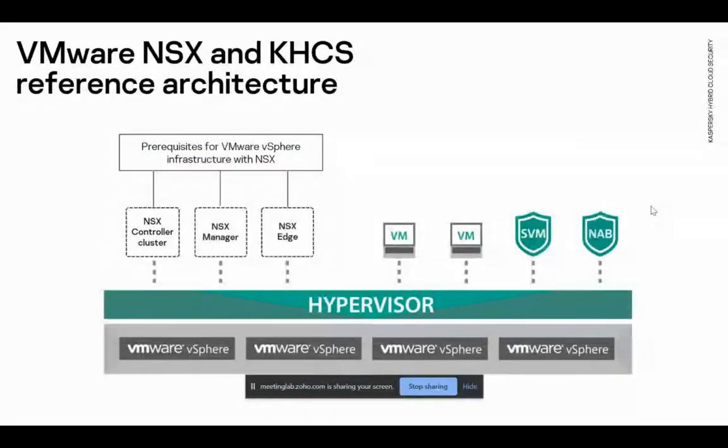So again, it's not just a traditional or a file-based or a signature-based antivirus. It is a next gen antivirus. It has multi-layered security. So this is a reference architecture. On the left hand side you have the NSX components. On the right hand side you have the VMs with installed VMware tools and NSX file introspection driver. And you also have the SVM and NAB from Kaspersky. SVM is security virtual machine and NAB is network attack blocker.